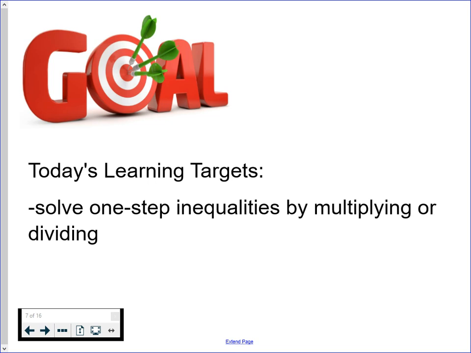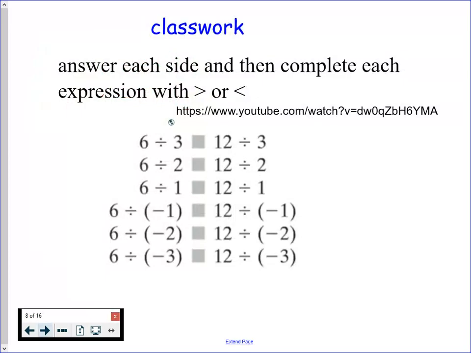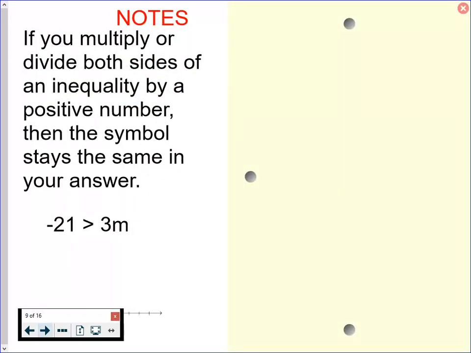Anyway, today's learning target looks a lot different than yesterday, except we are going to solve inequalities by multiplying or dividing. And there's a pretty big change that happens with multiplying and dividing. Here's what we need to write down at the top of those notes.